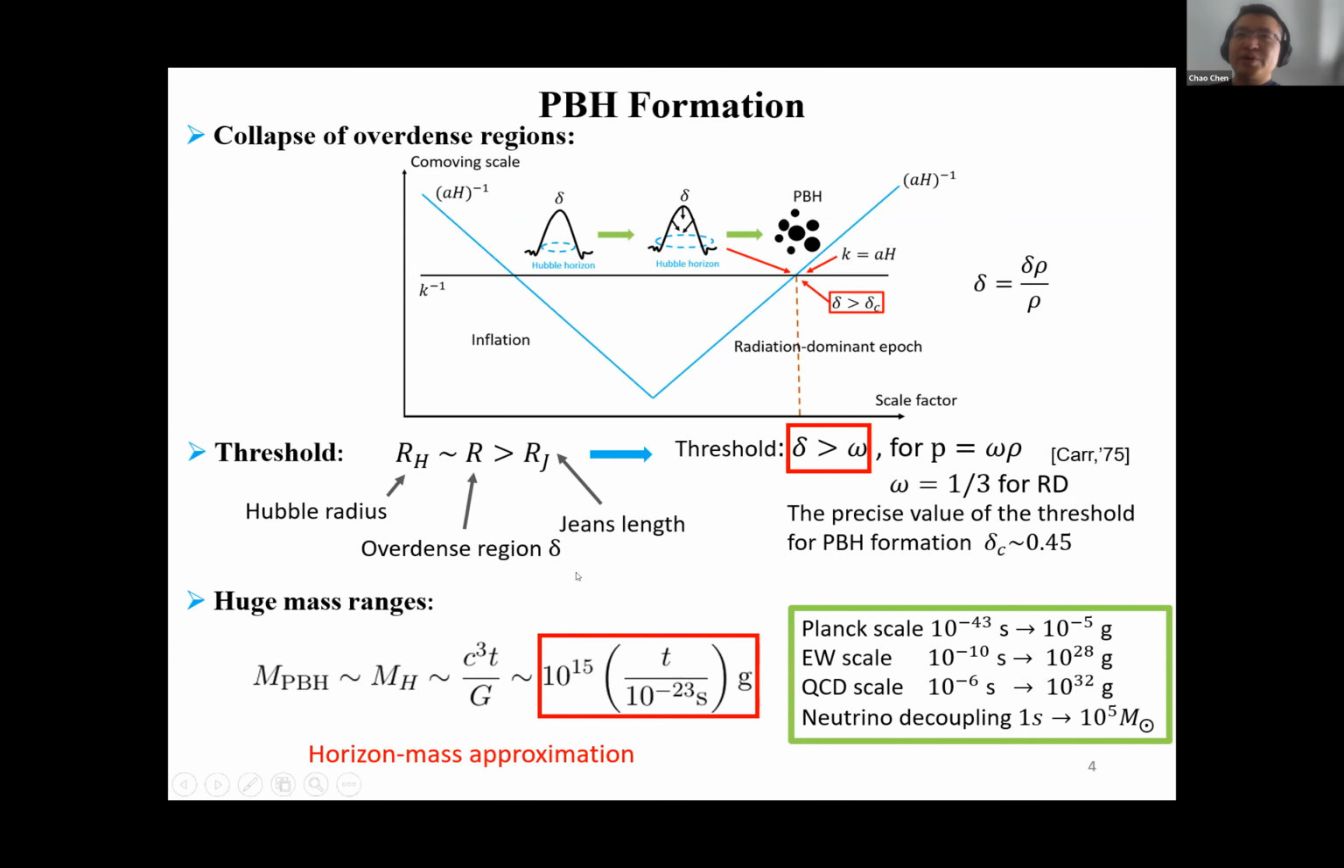We can use the classical Jeans theory to estimate the threshold value and the PBH formation mass. Usually we can simply use the horizon mass approximation, that is, the mass of the PBH formed is roughly equal to the horizon mass. So you can relate the PBH mass to the formation time, and at various times you can produce a very wide range of PBH masses. I think this is a key feature different from astrophysical black holes.